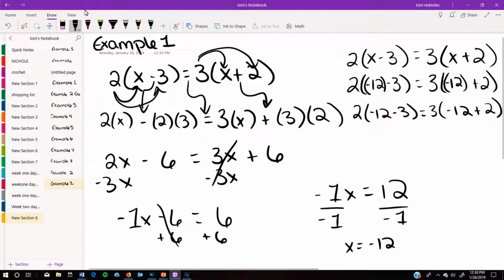because it doesn't represent multiplication or double negative. I don't need them. So I do what's in the parentheses first. So a negative 12 minus 3 is a negative 15. Negative 12 plus 2 is a negative 10. Now I'm going to do my multiplication. That's going to be a negative 30. And look, this one's going to be a negative 32. So it checks out. We're all good. I can move on to the next example.